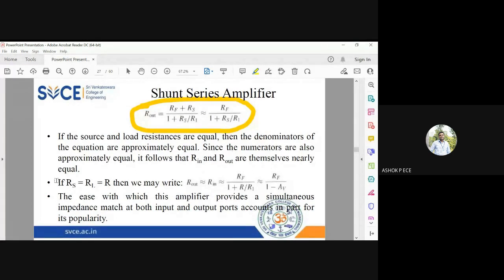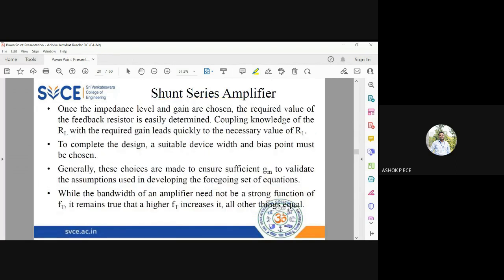So if you take all the resistances to be equal to R, then R out will be equal to R in will be equal to this term. So you can find all these terms to be same. So in this case, the amplifier is going to provide perfect matching at the input and output ports. Okay. So once the impedance level is chosen, you can find out the bandwidth, and you can find the approximate bias point where the device has to be.